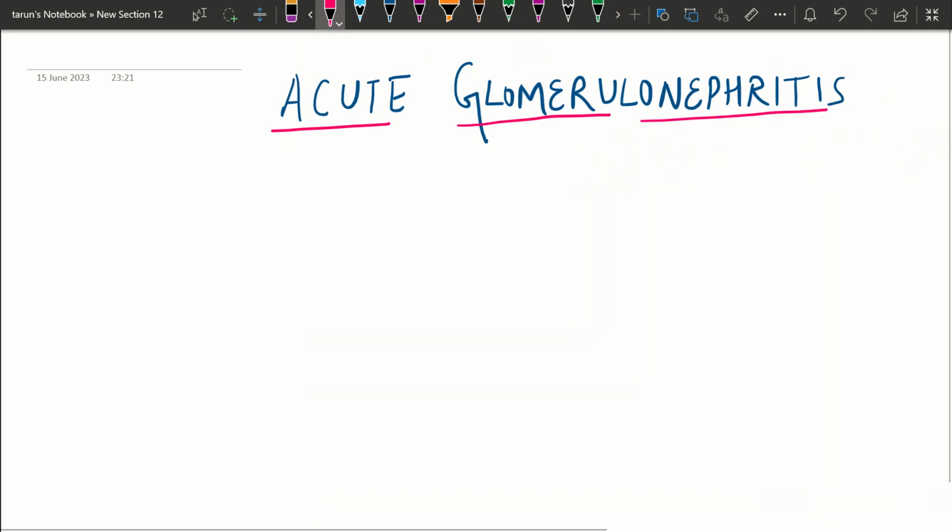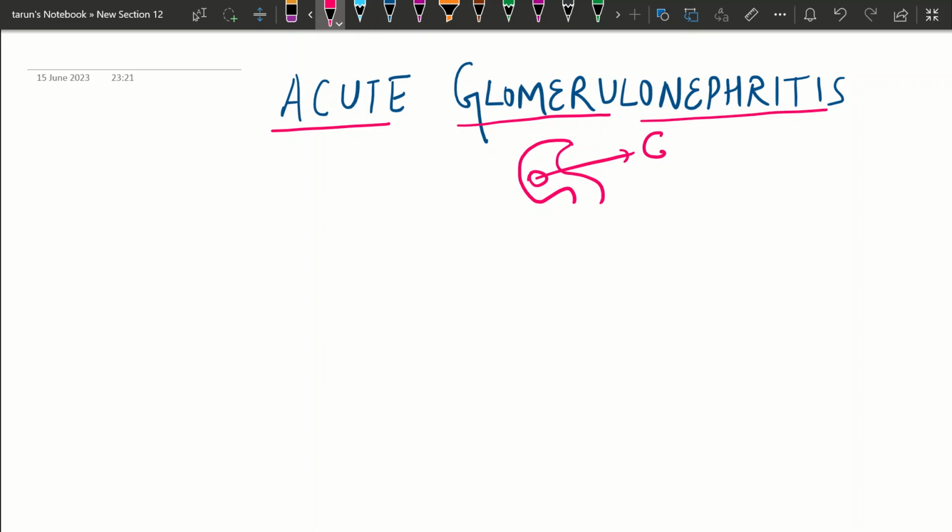Today we'll discuss a very important case, acute glomerulonephritis. Acute glomerulonephritis is the inflammation that occurs in our glomerulus, which is part of our kidney. So this is the kidney, and in the kidney there is a structure known as the glomerulus, and whenever inflammation occurs in the glomerulus, it is called acute glomerulonephritis. So we'll discuss acute glomerulonephritis.